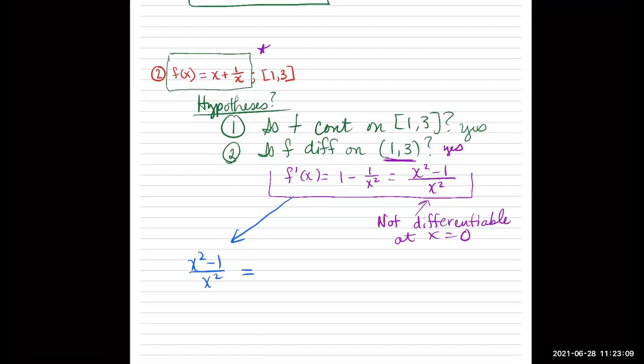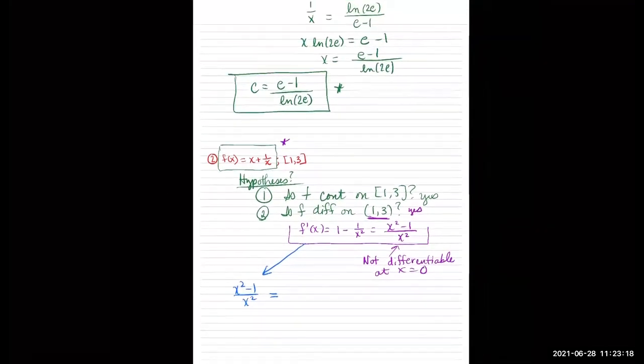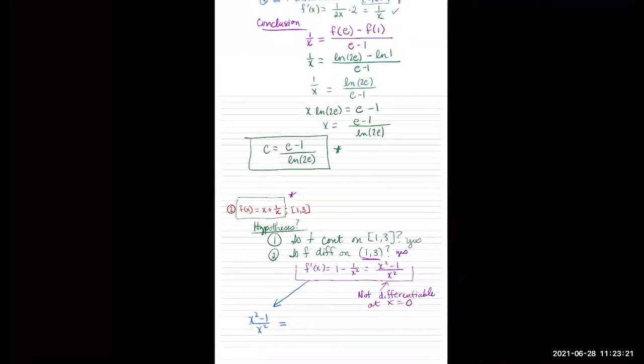Can anyone help me out? What should I put on the right-hand side there? Look back at the problem we just did if you need to. So because now we're using the conclusion of the theorem, that's what we're doing.